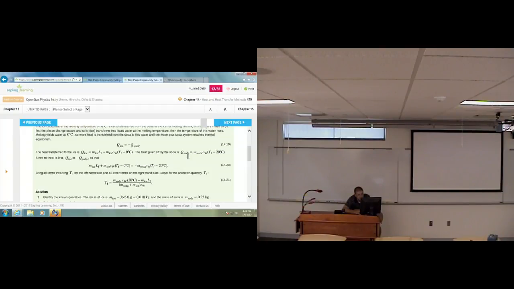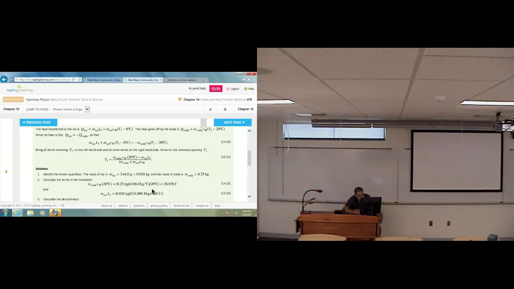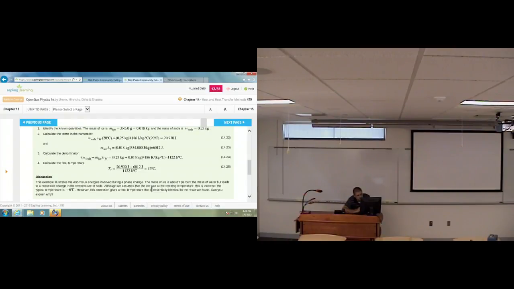And then for the soda, we have the mass of the soda times the specific heat of water. We're going to use water for soda, even though it's got some other things in it. And then we're going to have a temperature change from 20 degrees instead of from 0 degrees like it was for the ice. And then these two things have to be equal, and we're going to solve for the final temperature. Plug in our numbers, and we get a final temperature of 13 degrees Celsius.